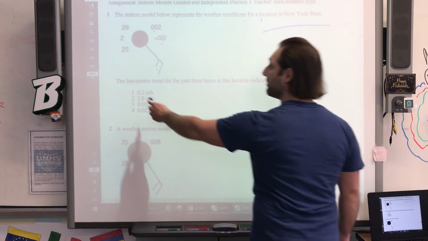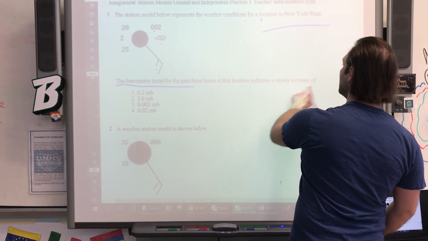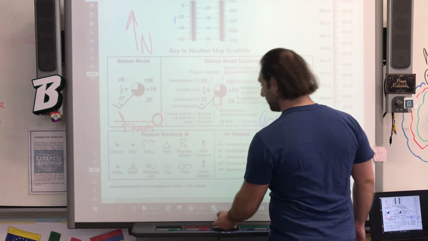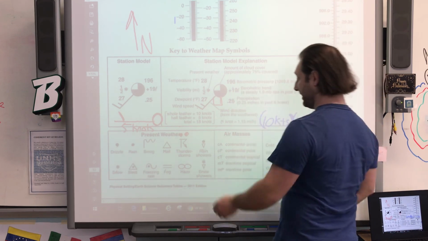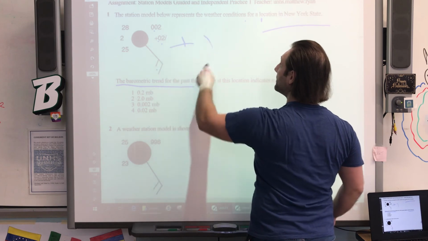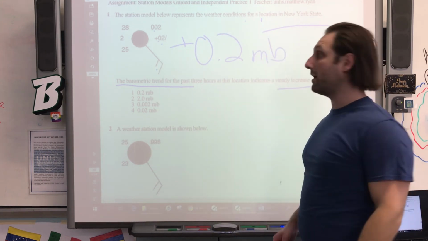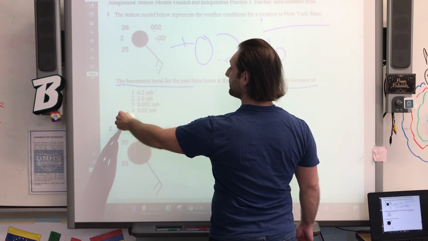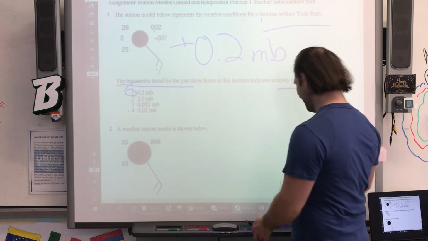millibars. So the barometric trend for the past 3 hours at this location indicates a steady increase of, well, you got to convert this. So based on the reference tables, it shows us when we get this 2-digit, we add a decimal, add a unit, and we have a plus. So in this case, it's going to be plus 0.2 millibars. All right, so our best option is choice 1. There we go. All right, choice 2.